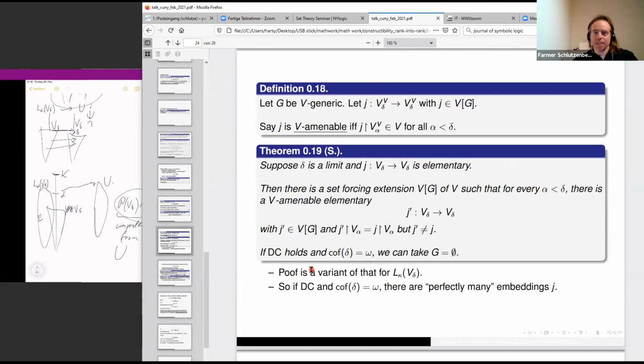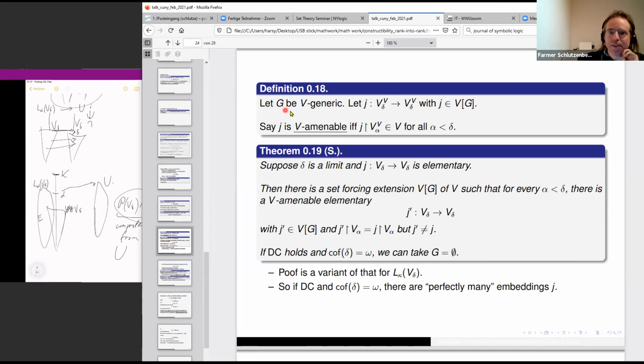Okay, and then these ideas lead to a strong non-uniqueness nature of these embeddings, which is as follows. So we have this sort of tree of attempts to build an embedding. In general, you don't have DC. If you don't have DC, you might not have cofinal branches through that tree. But you can always go to a collapse extension in V[G] and then find branches through that tree in the collapse extension. So that's what we'll do here.